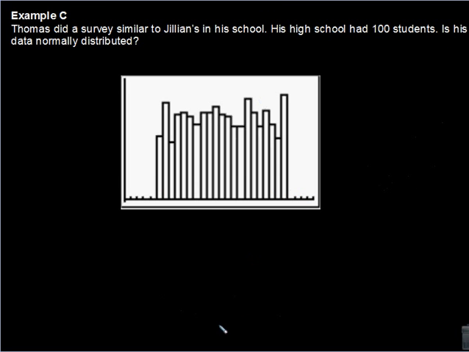All right, so let's check this one. Thomas did a survey, and his high school had 100 students. Is his data normally distributed? No. Because again, we don't have this bell thing happening, right? You're going to have the tallest points in the middle. That's the most students. If this was normal, you'd have the most students at whatever this height in the middle is, and then gradually fewer getting shorter and gradually fewer being taller. So no, not a normal distribution.